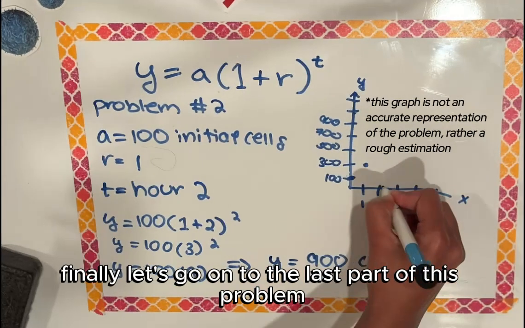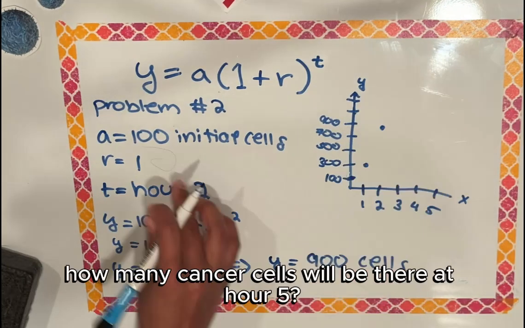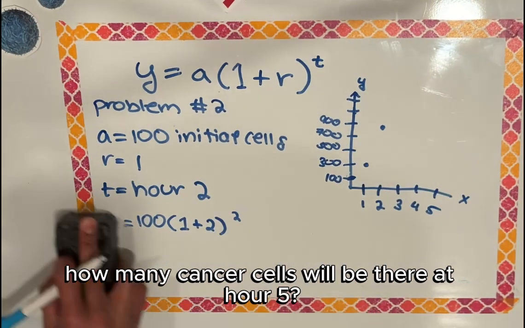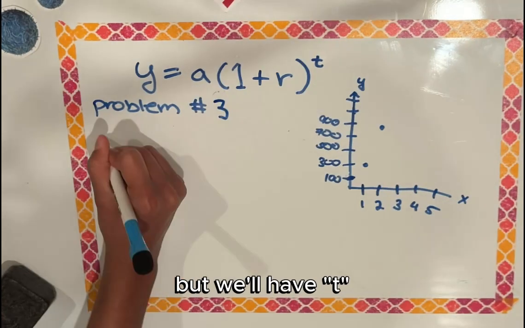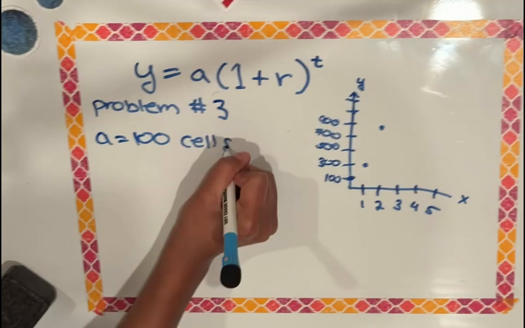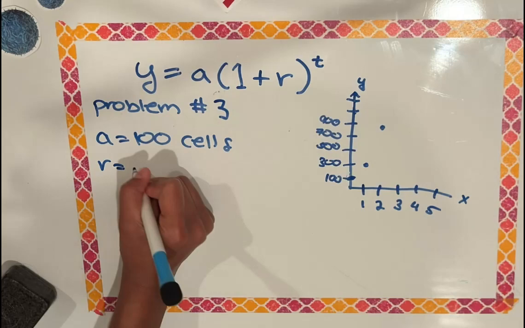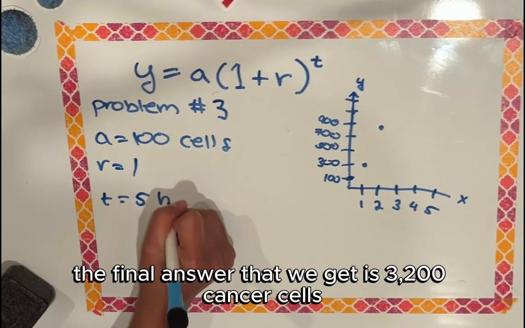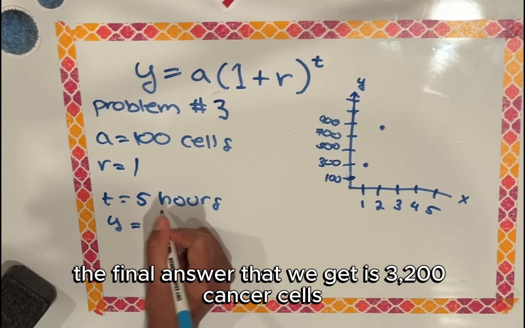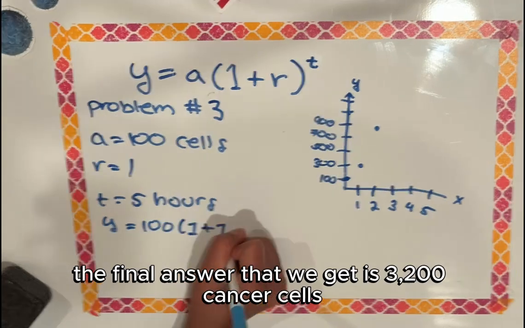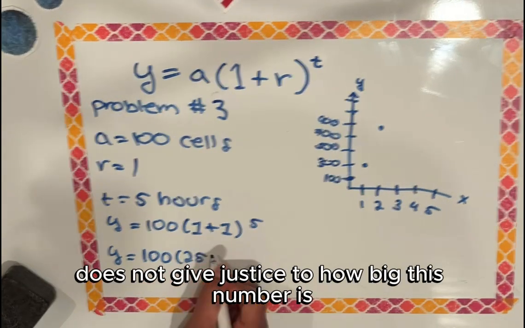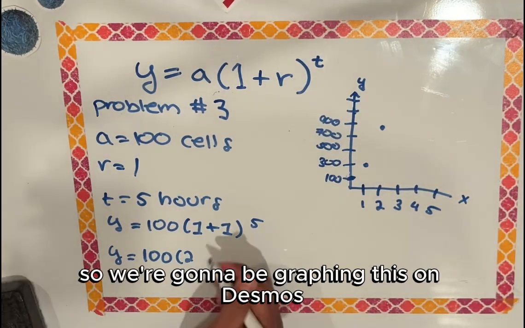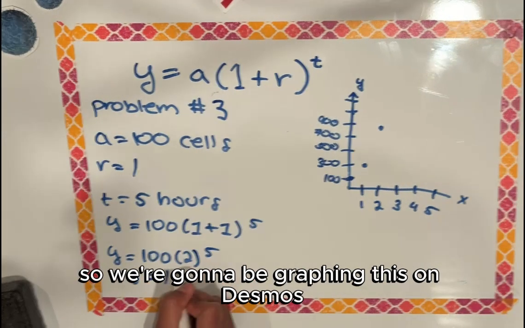Finally, let's go on to the last part of this problem. How many cancer cells will be there at hour 5? We'll have the same steps, but we'll have t equal to 5. The final answer that we get is 3,200 cancerous cells. Now, the graph on the right does not give justice to how big this number is, so we're going to be graphing this on Desmos.